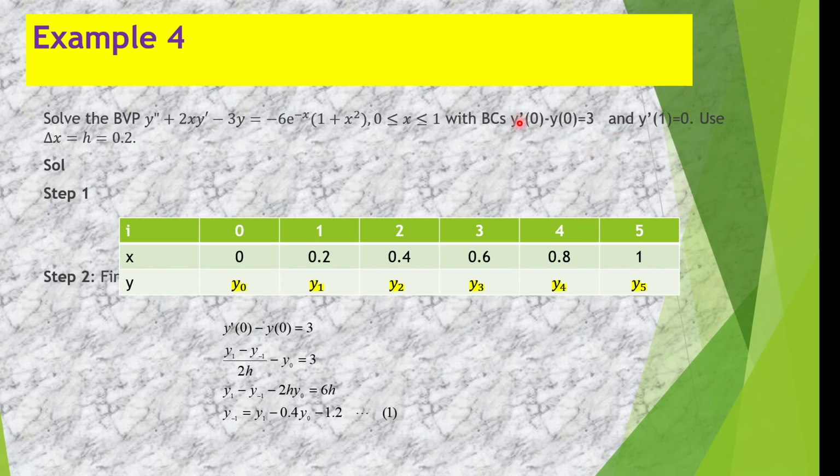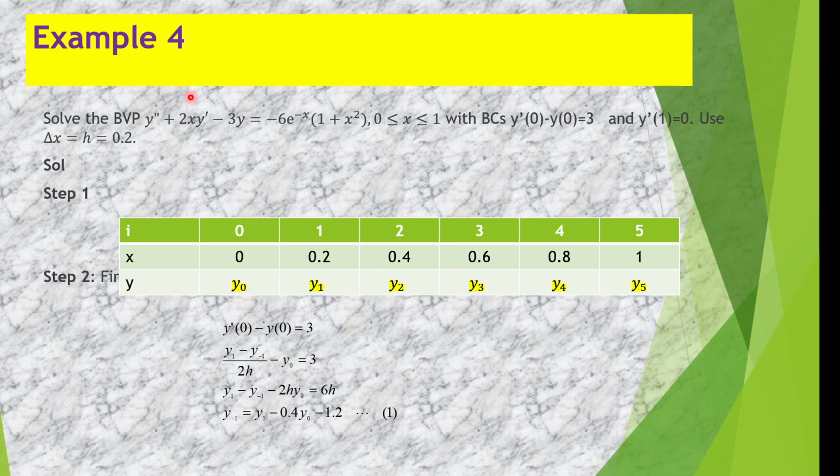So y prime 0 minus y(0) equal to 3, or they may have only one term, y prime 1 equal to 0. So in this case, y prime 1 equal to 0, so when x is 1, the y value is not known directly. Same thing here, because you've got an extra term, y prime(0). So when x is 0, the y0 value is not known directly.